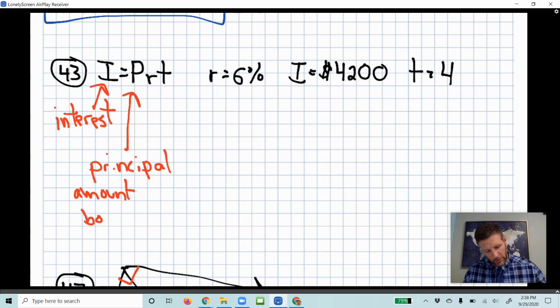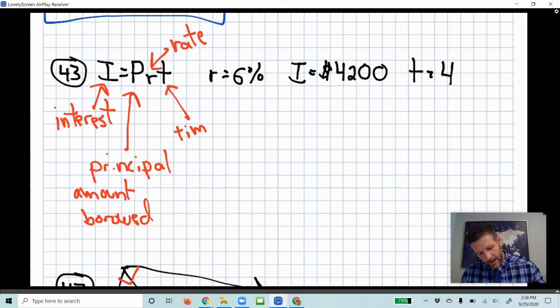So that's actually what we're looking for in this question. We don't know how much she borrowed. The rate is the interest rate. That is what percentage of what you borrowed are you going to have to pay in extra money for how long you take to pay back a loan. And then the T is the time. How long of a loan?